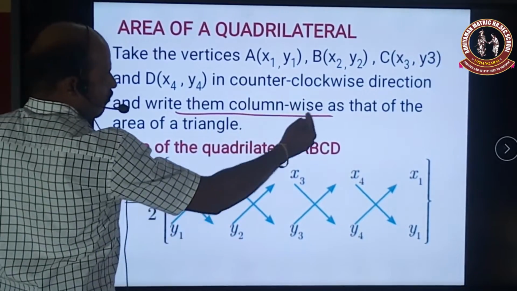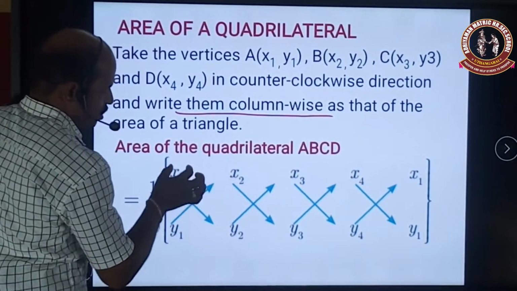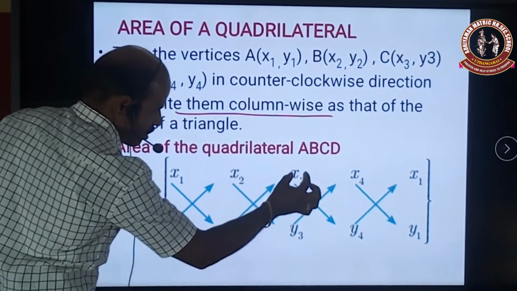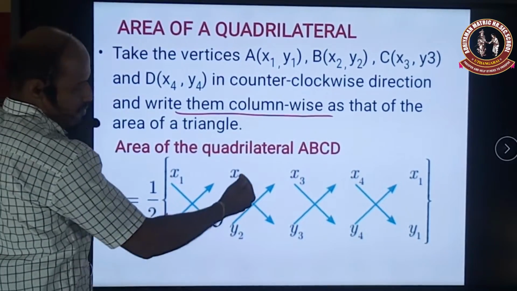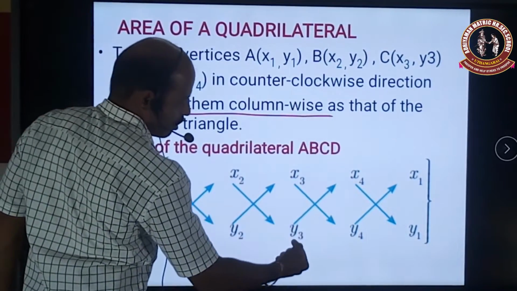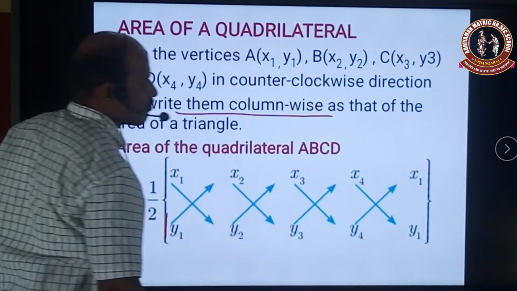Same way, column-wise. First one, x1, y1. This is the first column, this is the second column, this is the third column, this is the fourth column, this is the fifth column. First one, x1, y1. Second one, x2, y2. Third one, x3, y3. Fourth point, x4, y4. Again, first point, x1, y1.